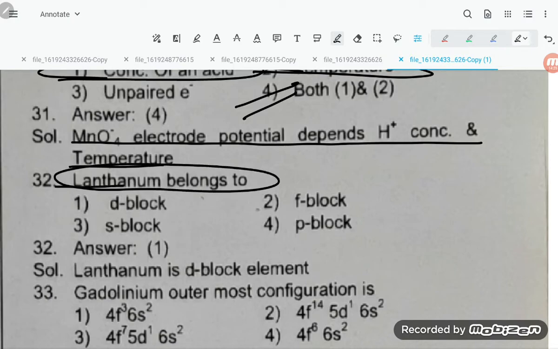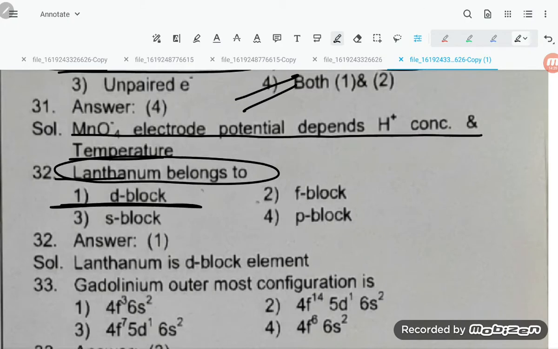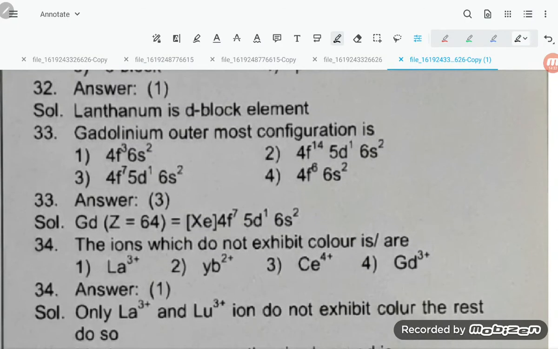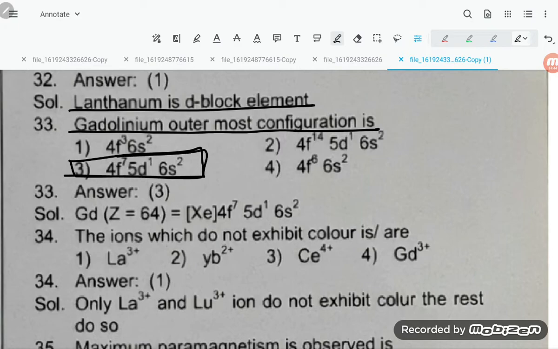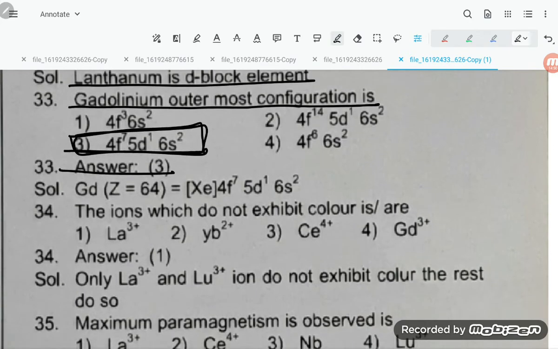Lanthanum is a d block element. Gadolinium outermost configuration is 4f7 5d1 6s2. This is the gadolinium configuration.